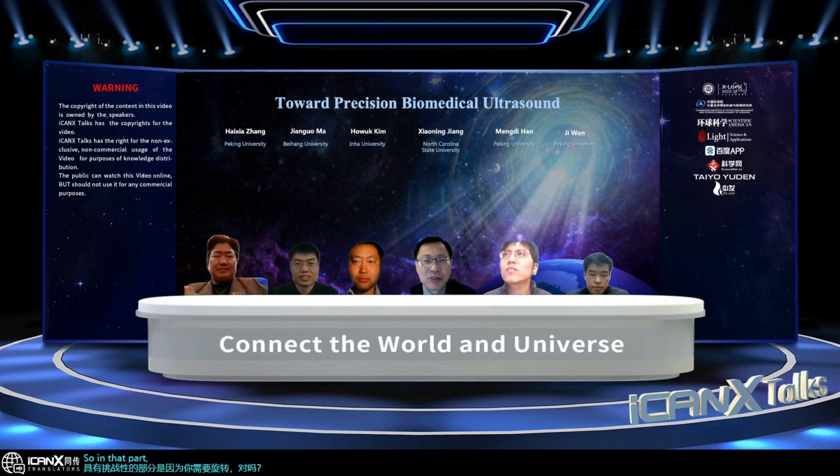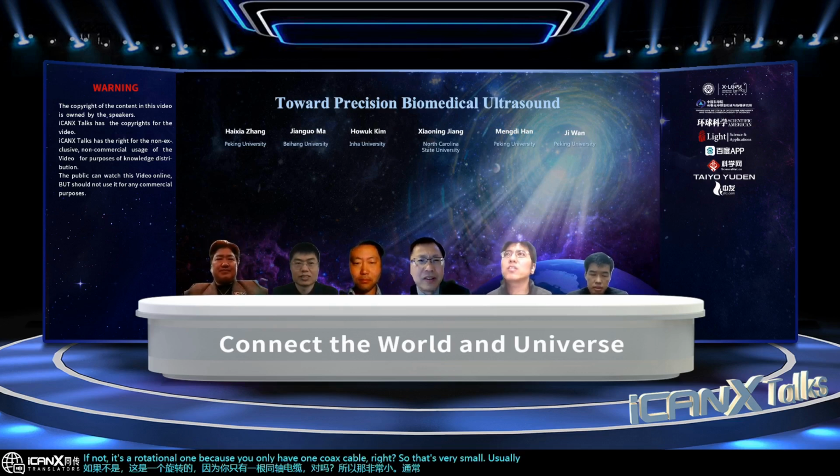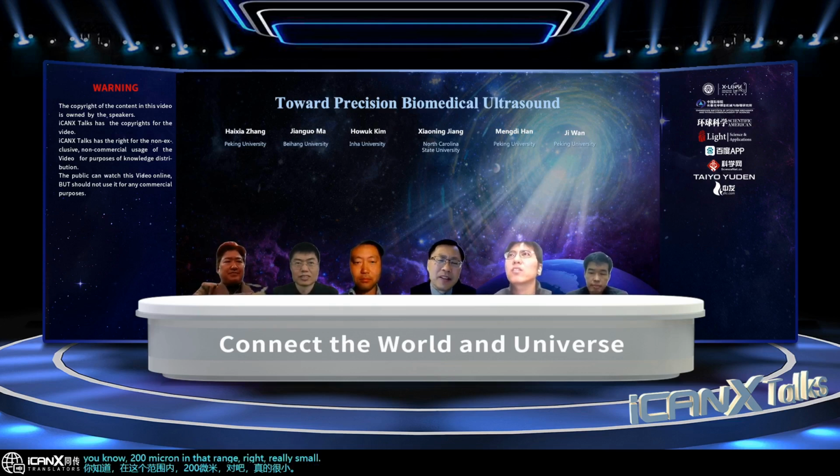So in that part, they have to have a transformer inside to switch around at high speed. So that's for the rotational ones. For a rotational one, the good thing is you only have one coax cable, right? So that's very small, usually 200 micron in that range. Really small, sub-millimeter. But I know for the 64 element arrays, they're not going to get 64 cables out. There's no way to build it into that.